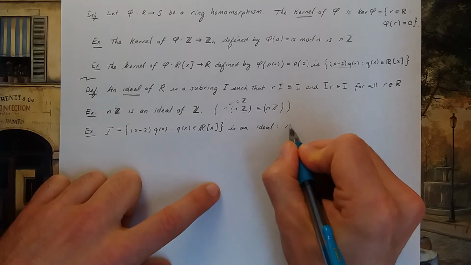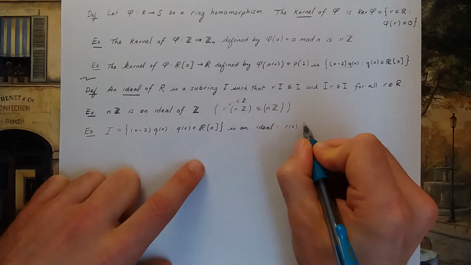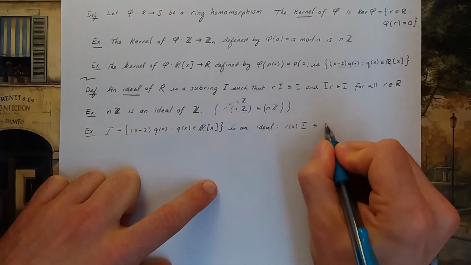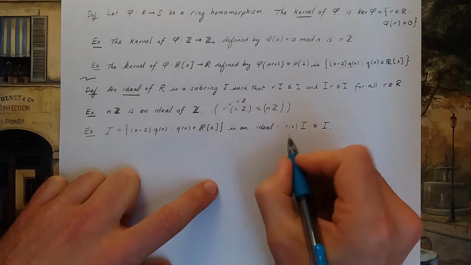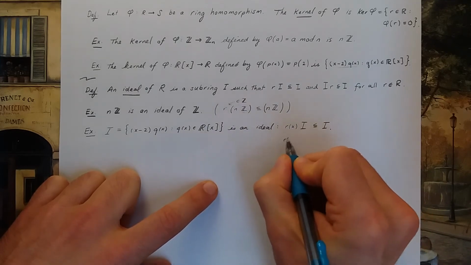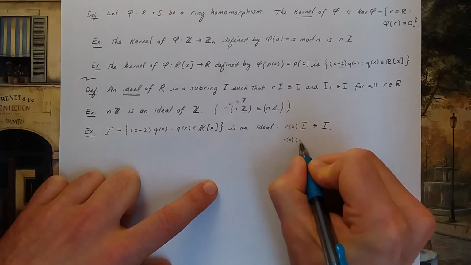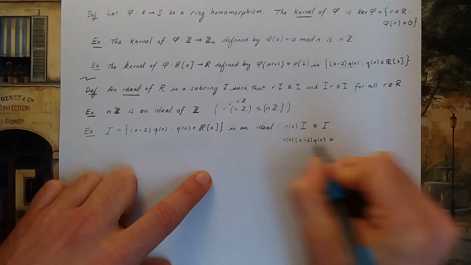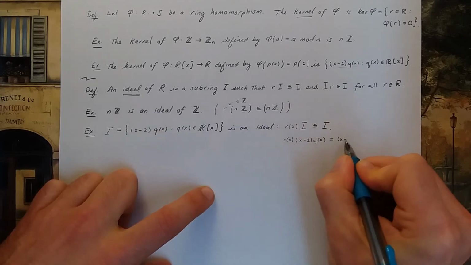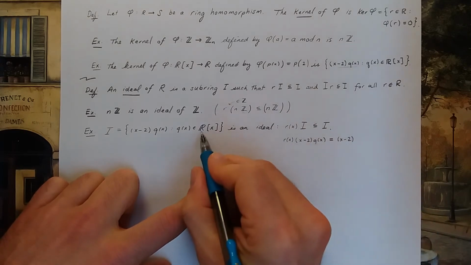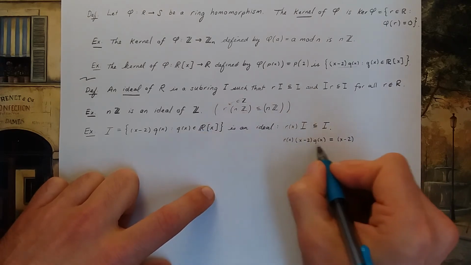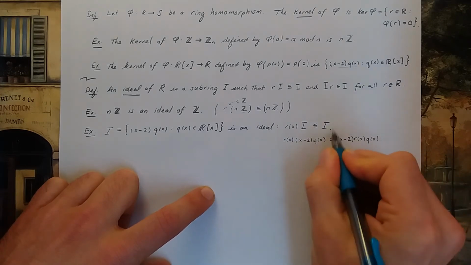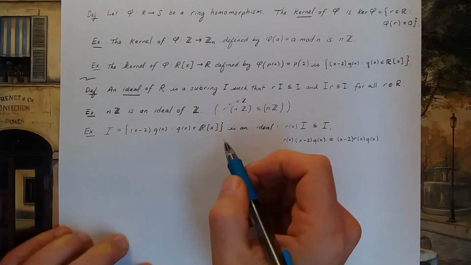If I take any polynomial r of x and I multiply everything in I by r of x, I get back something in I. Why is that? All I'm saying with this condition is that if you do r of x times something of this form, then you get back something of this form. Multiplication of polynomials over the reals is commutative, so you can rearrange terms and get this. Now you're back in I. Okay.